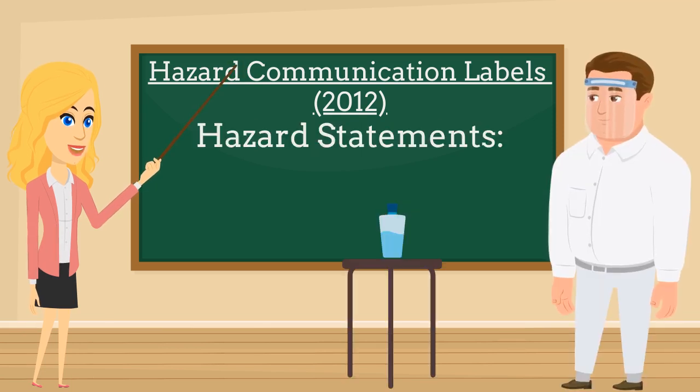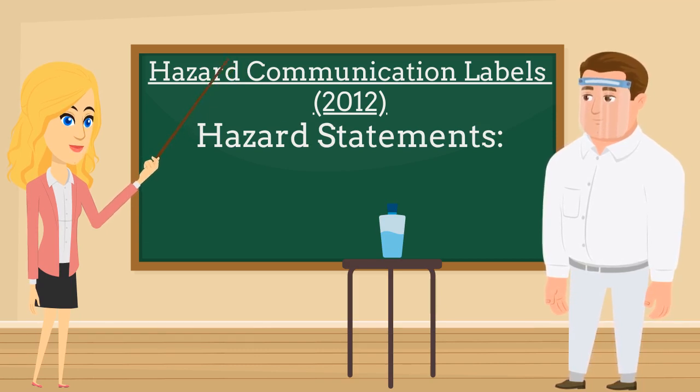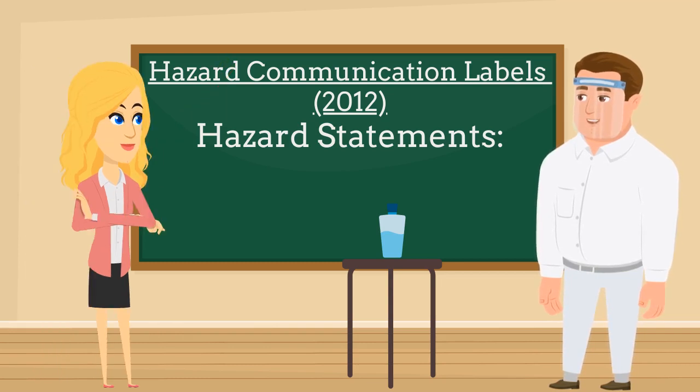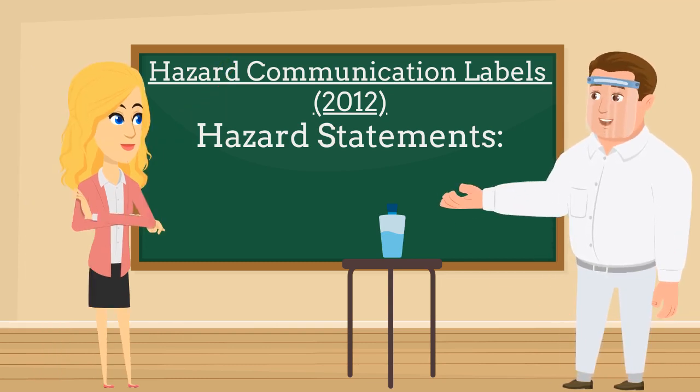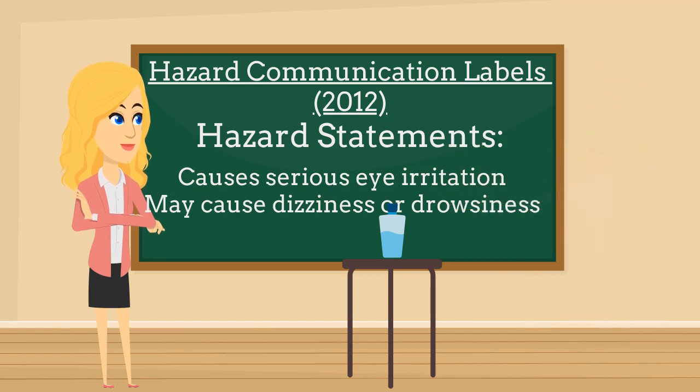Hazard statements are used to describe the nature of the hazard or hazards of a chemical. This can also include the degree of hazard. That is right. This bottle is something found in many households, basic nail polish remover. A few examples of the hazard statements you can find on the label or in the SDS would be, causes serious eye irritation, and may cause dizziness or drowsiness.